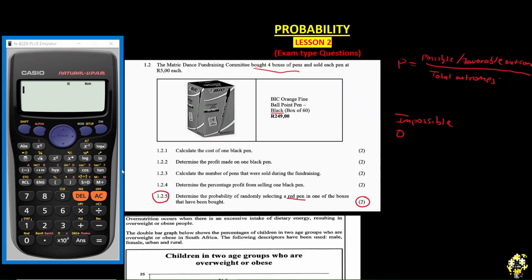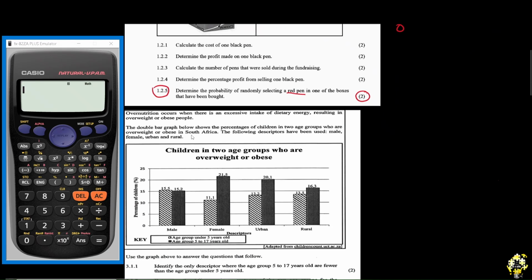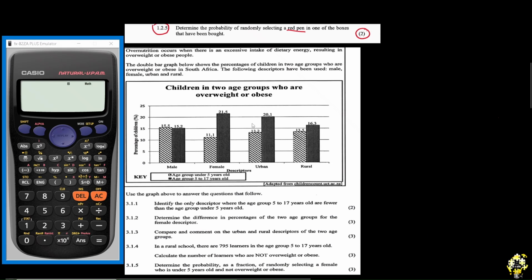Now let's hop on to the second one. The second one has to do with nutrition. Here, as you can see, we have age groups, we have males and females, we have urban and rural, we have a graph. I want you to pay close attention to what I'm going to do to be able to answer this question.